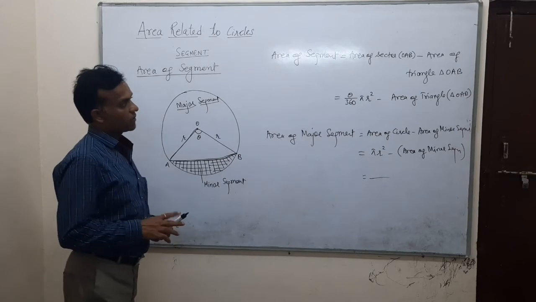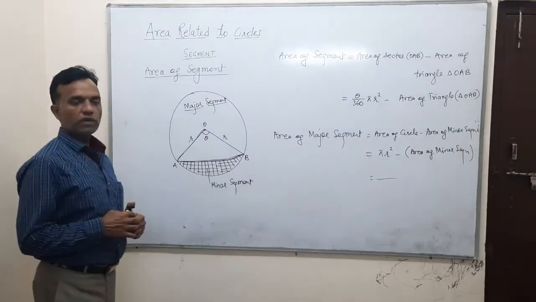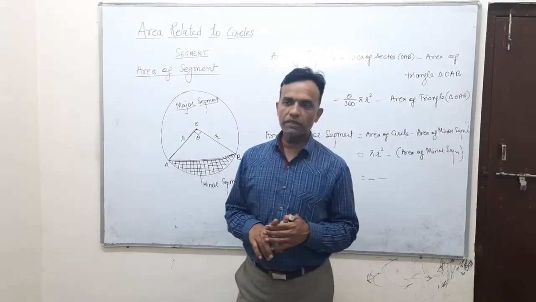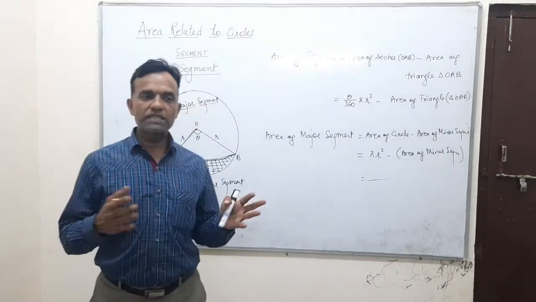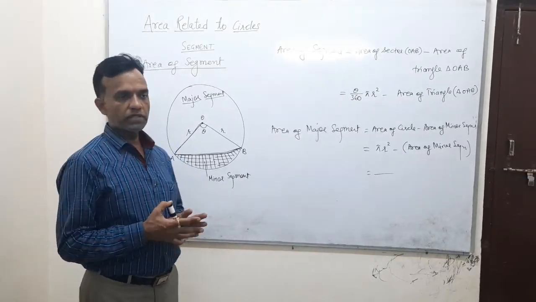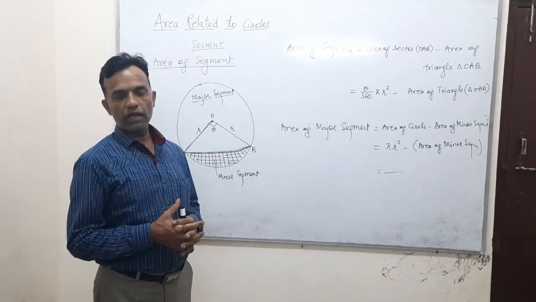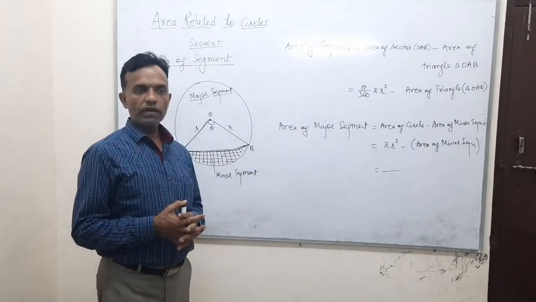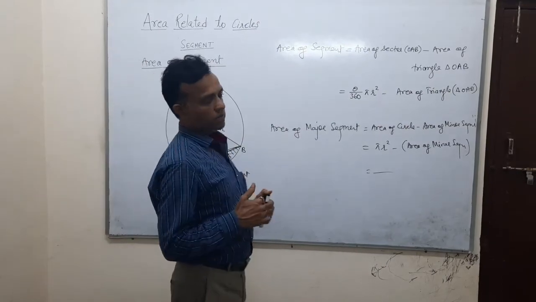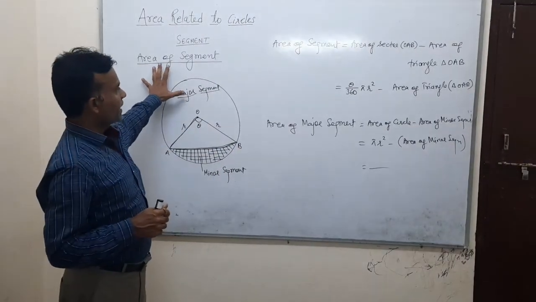Now here we discussed the segment. For the area related to a circle, there are four topics we discussed. First the circumference, second the area of a circle. Then the concentric circle, in which we find the area of the circular ring: we take the outer circle area and subtract the inner circle area to get the area of the circular ring. The width of the ring we also find with the help of the radii, that is R1 minus R2. Then we discuss the sector, the area of a minor sector, and at last the area of a segment.